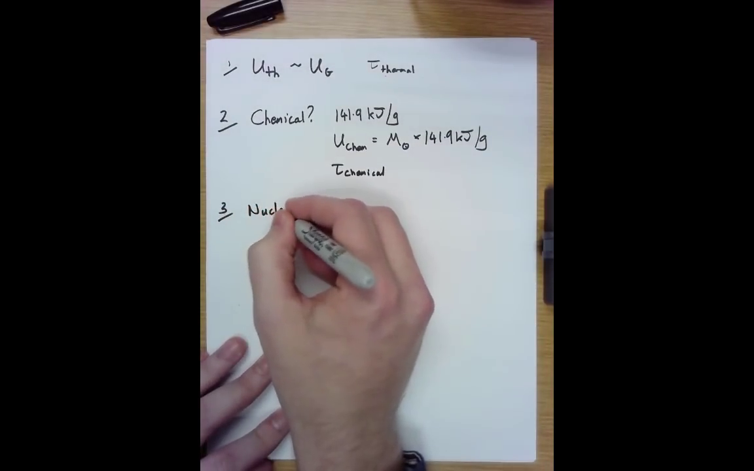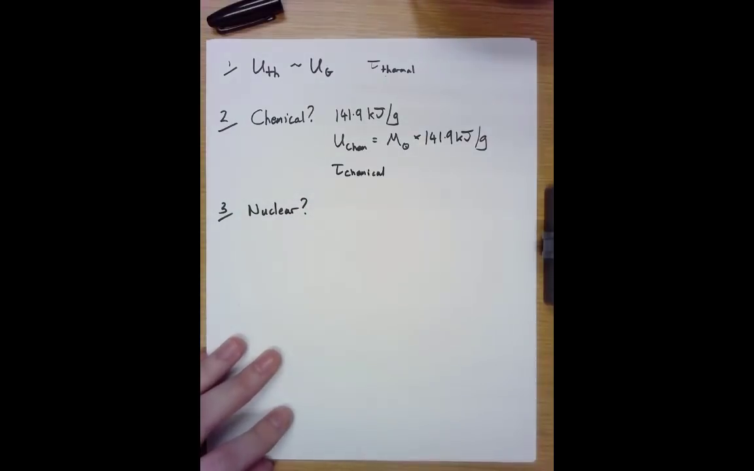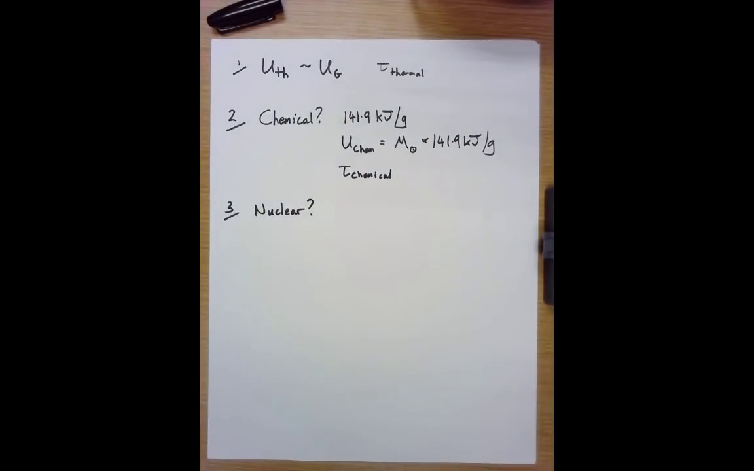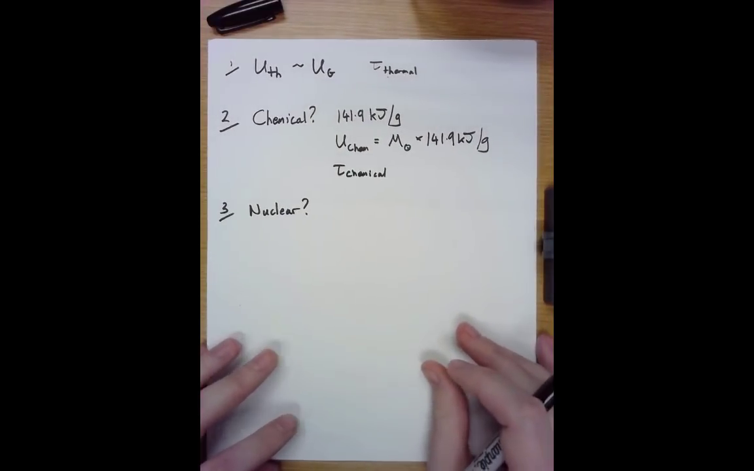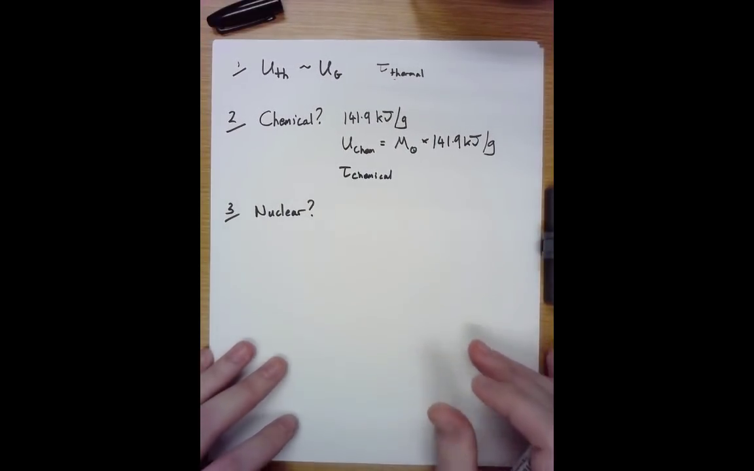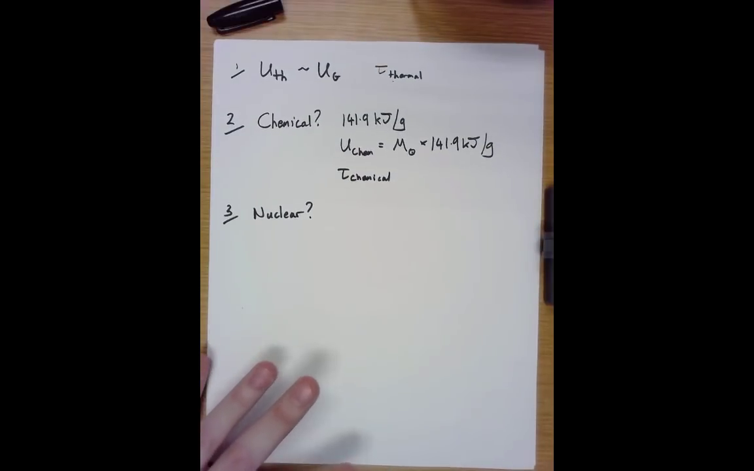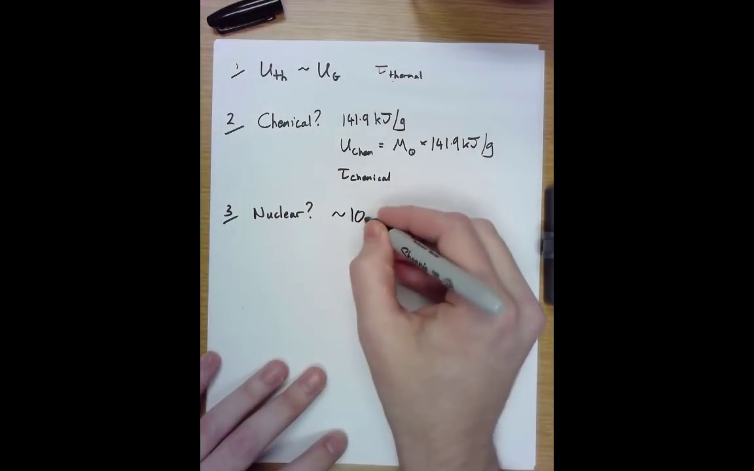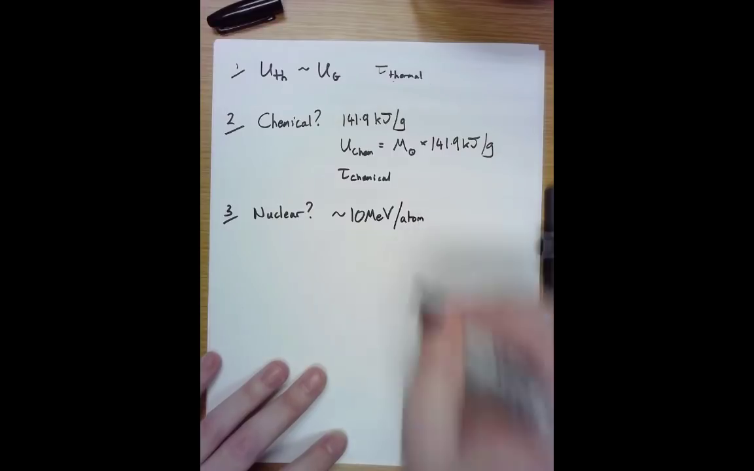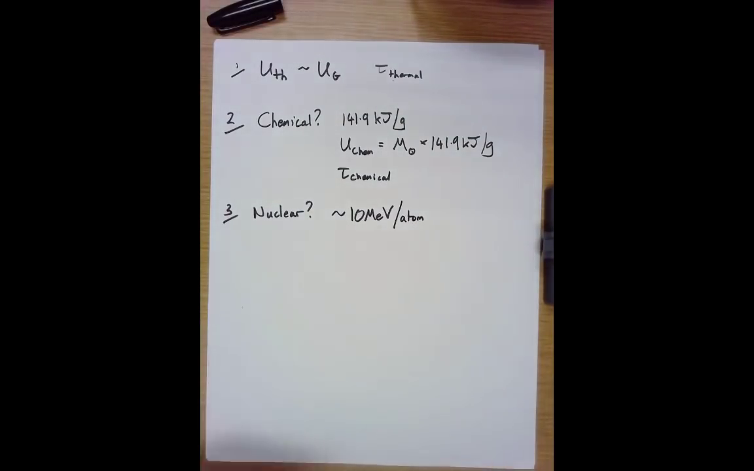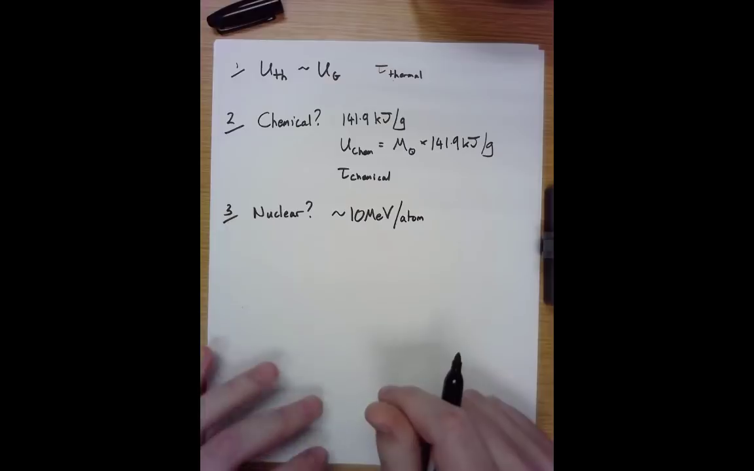The final source of energy is nuclear. It could come from nuclear reactions. In that case, we need to know the energy released for nuclear processes. And again, the most efficient nuclear process is the fusion of 2 hydrogen nuclei into a helium nucleus. And that releases of order 10 mega electron volts of energy for every atom of hydrogen that undergoes the nuclear reaction.